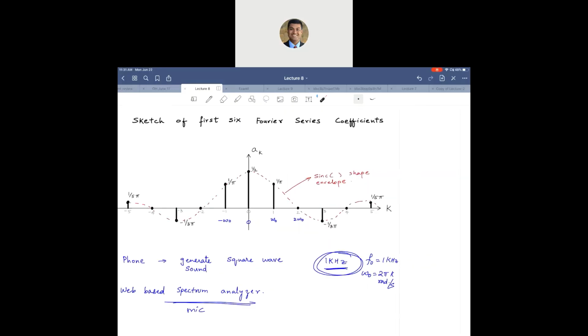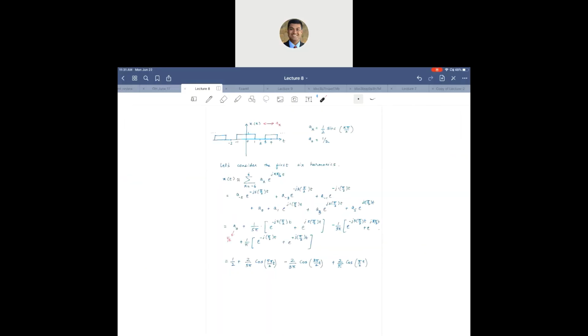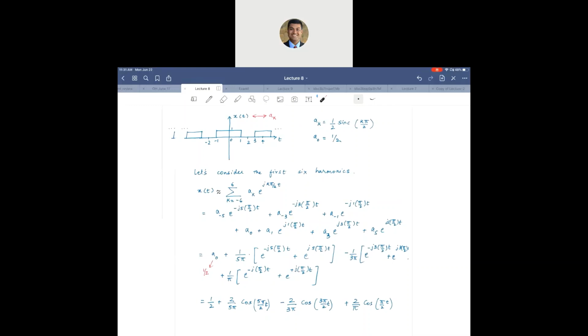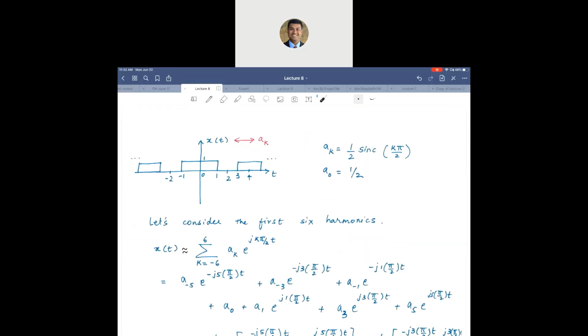Let's move on here. We are continuing with the same pulse train example. At the top, we have x of t represented as this pulse train with the same time period 4, same Fourier series coefficients a sub k, which is a sub 0 is half, a sub k is half sinc k pi over 2.